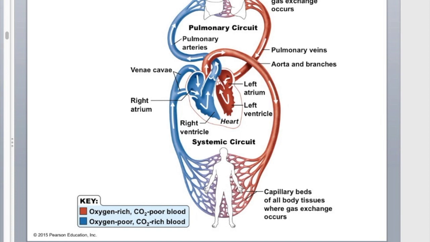Really quite simple. Now, when you're looking at how the heart pumps, as with any pump, you're going to need something that's going to prevent backflow. And that's what your valves do within your heart. It prevents backflow, so it allows the blood to only travel in one direction.